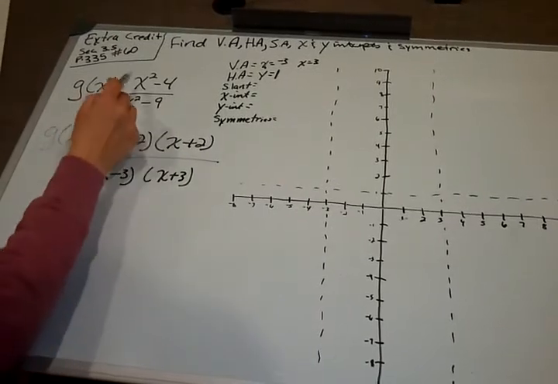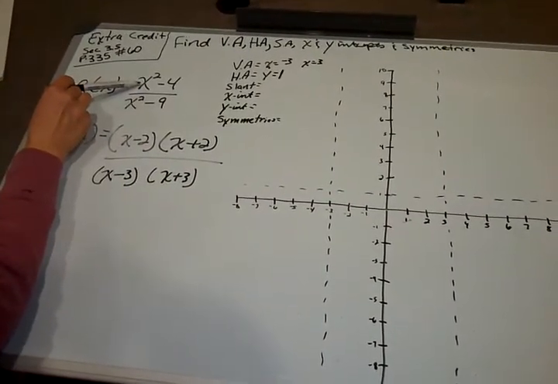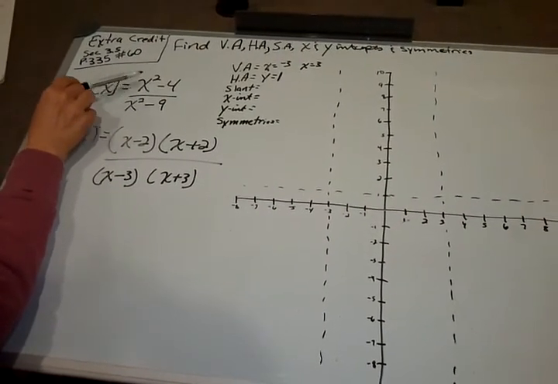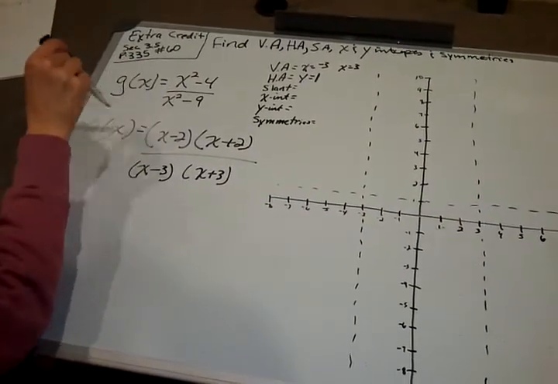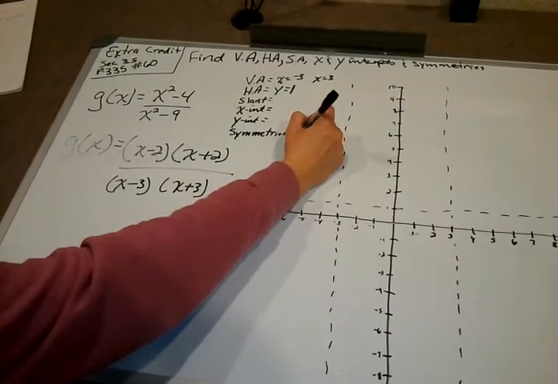We look at our coefficients, our powers of x, x squared and x squared on the bottom. Since those two are the same, we will find symmetry about the y-axis. So our symmetry is at the y-axis.